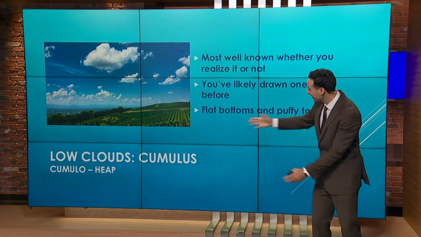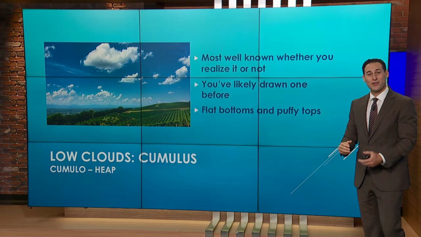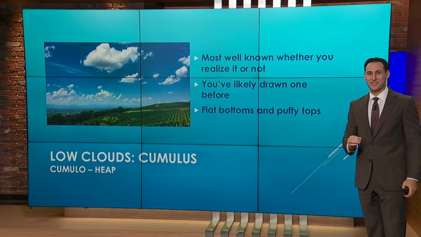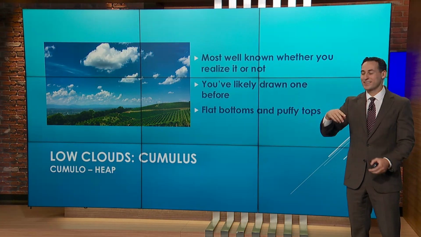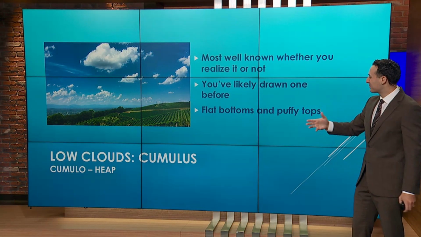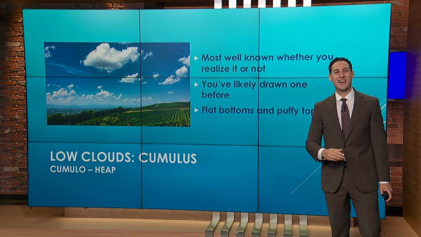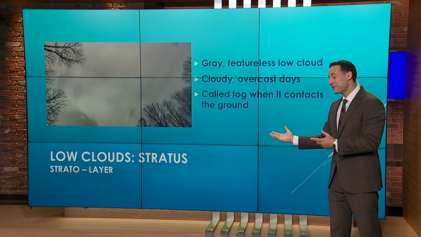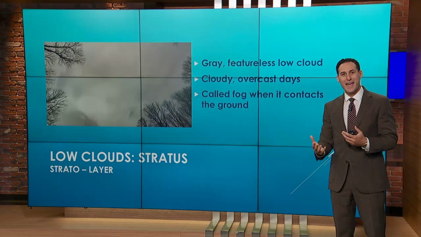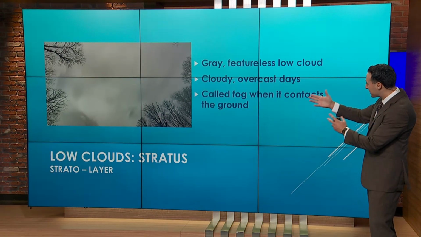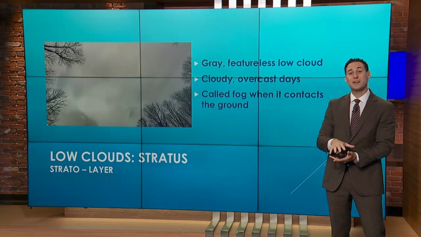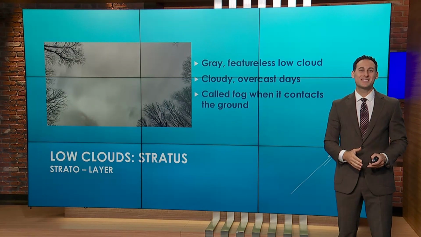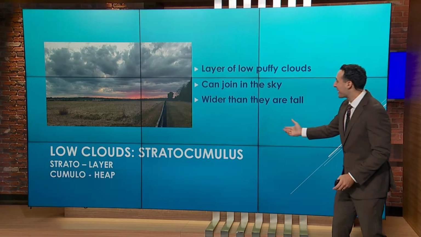Now, cumulus clouds are the most well-known cloud. Whether you realize it or not, you've probably drawn one before. They have flat bottoms and some puffy tops. They look like cotton balls, and these are some of the most aesthetic clouds we have in our sky. Now, on the opposite end of that, we have stratus clouds, which are gray, gloomy clouds. They tend to be featureless, create overcast conditions, and if these clouds were in contact with the ground, that's what we would consider fog.